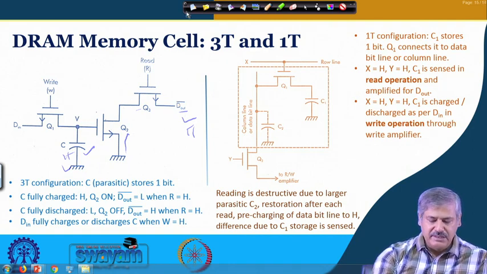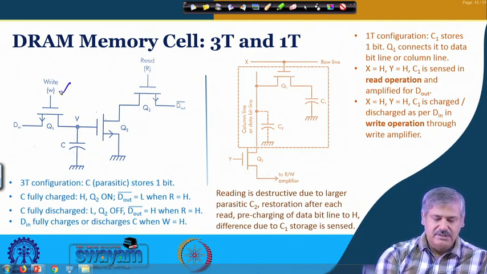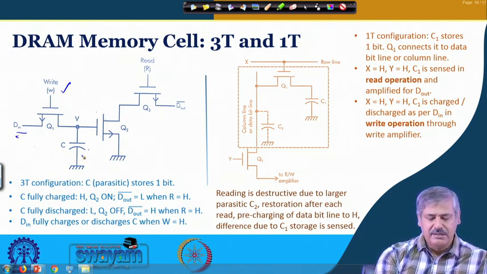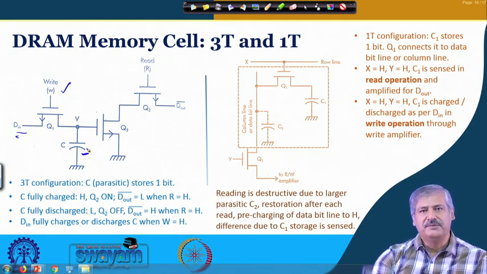And for writing, W is on. At that time, if D in is low, it will be low, and if it is high, then the capacitor will be charged to a high value. This is the way it works over here.